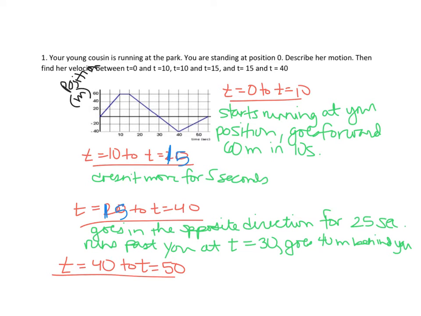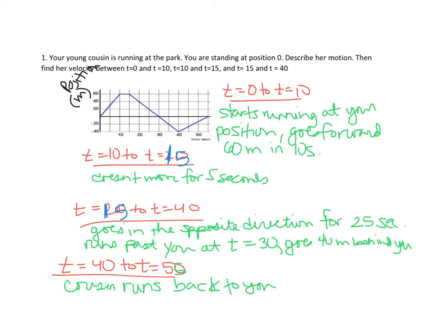So then the final thing is, once she's 40 meters behind you, she is going to turn around again. She is going to go towards you, and after, I said 50, but it looks to me like it's about 54 or 55. Then after 15 more seconds of running, she returns to you.